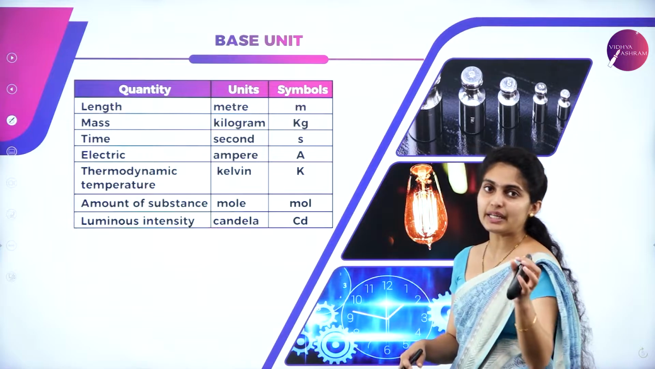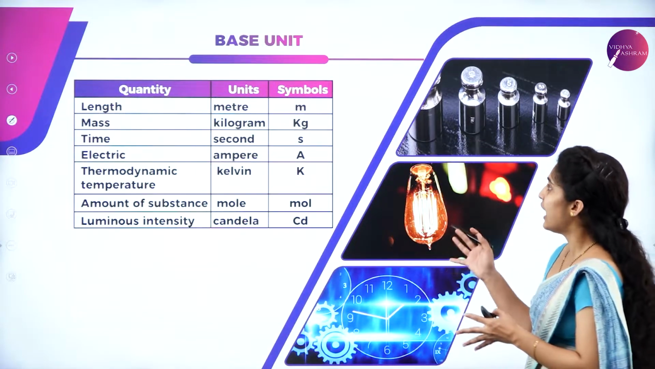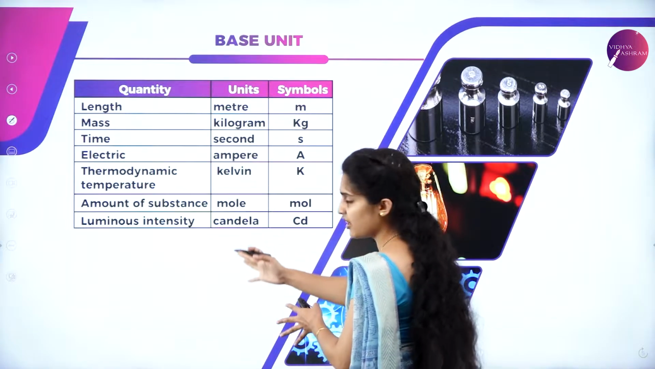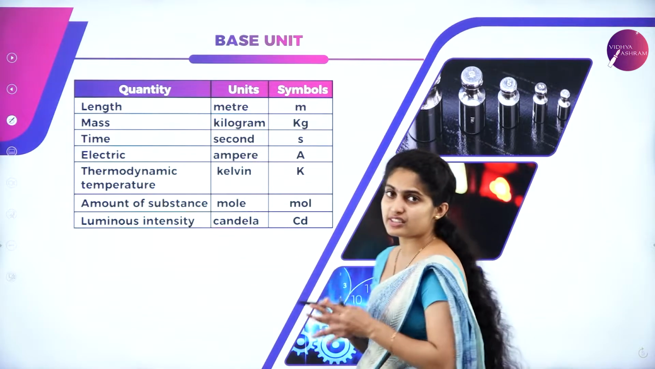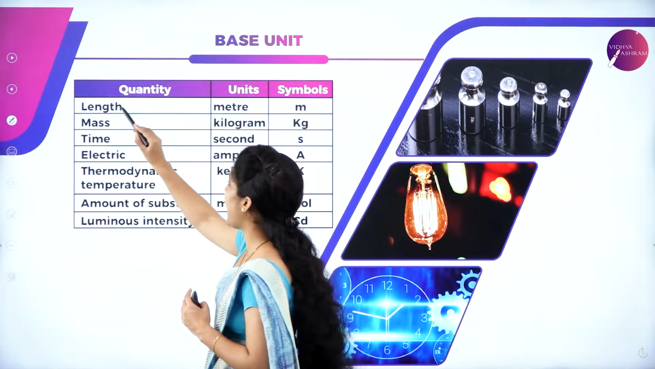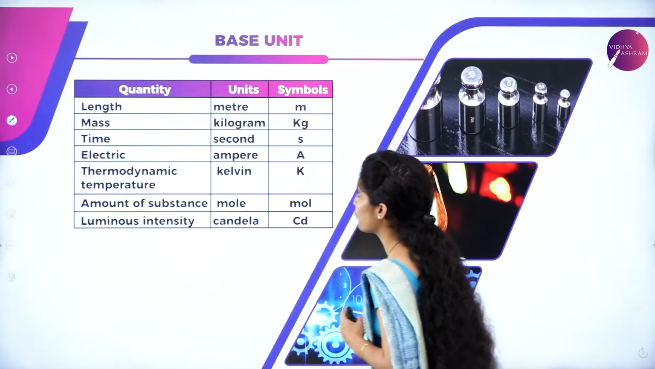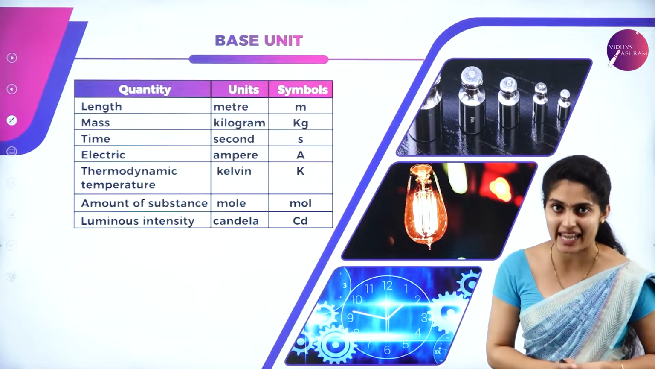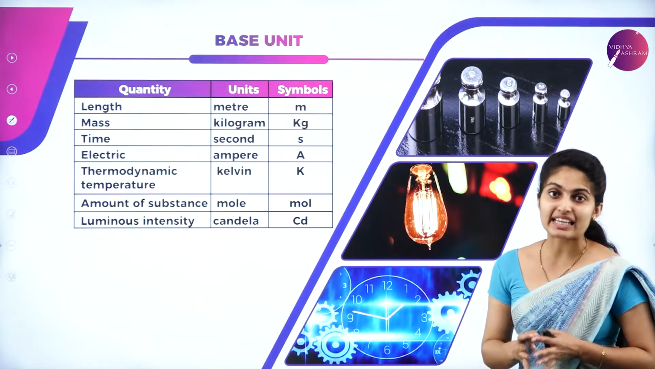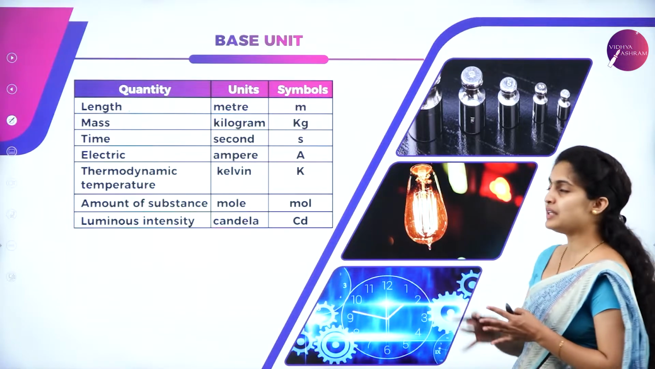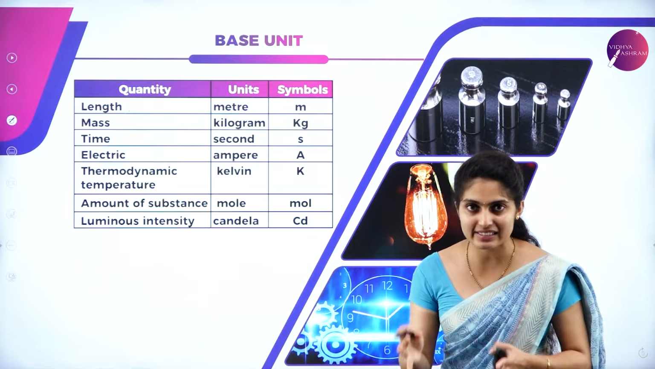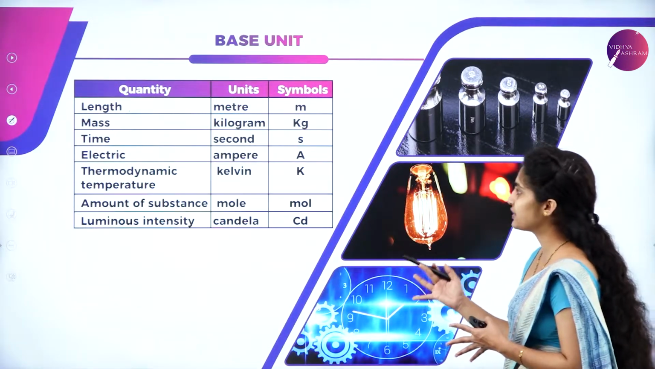So let us read about some of the basic units. Here you have a list of quantities, here are their units, and the units have certain symbols which are present over here. Coming to the quantity, we have length. Length is given in terms of meters. Its symbol is small letter m. Next we have mass. Mass unit is kilogram, whose symbol is kg. Next we have time, whose unit is second and whose symbol is small letter s.